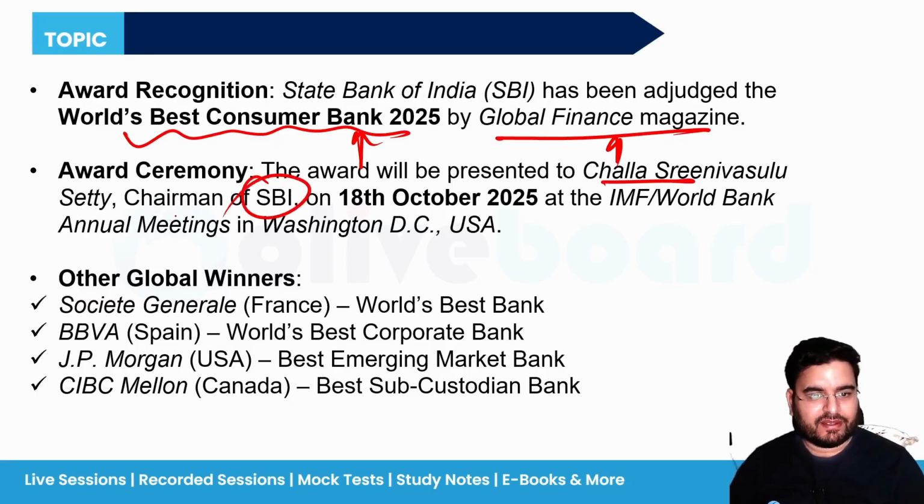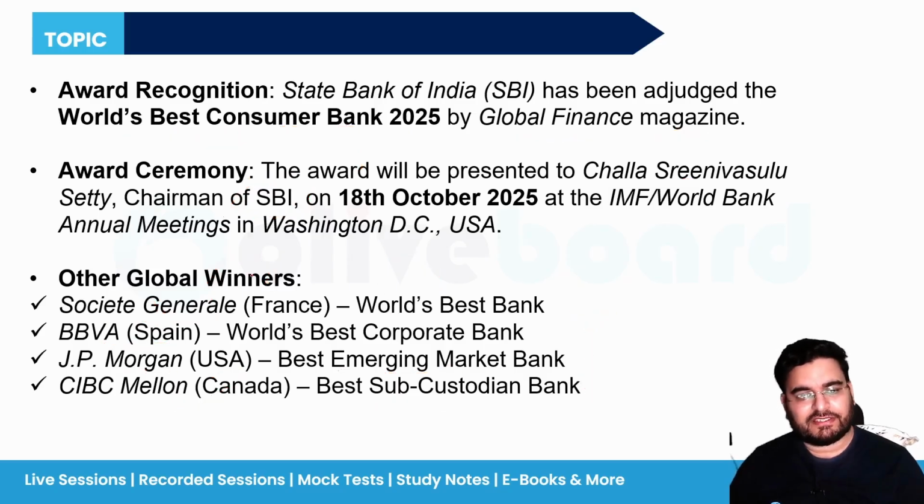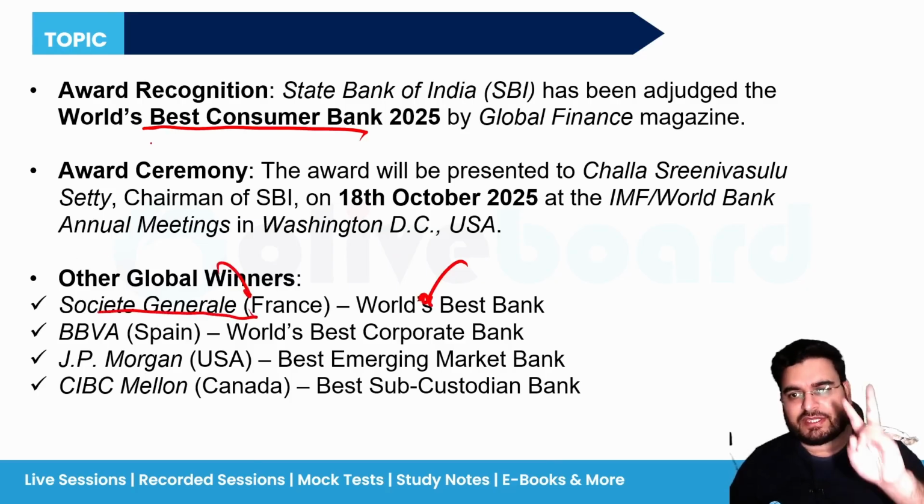Got it? And which was the world's best bank? The best bank was Societe Generale of France. World Best Corporate Bank was BBVA of Spain. Best Emerging Market Bank JP Morgan of USA, and Best Sub-Custodian Bank of Canada. You don't have to remember this. Just remember SBI, World Best Consumer Bank, and World Best Bank is Societe Generale of France. Two things you have to remember. Okay, chalo.